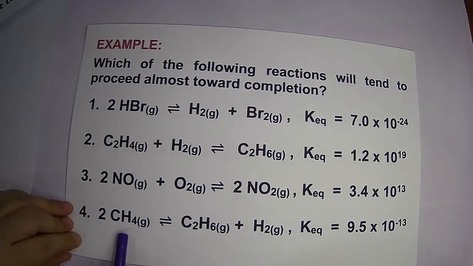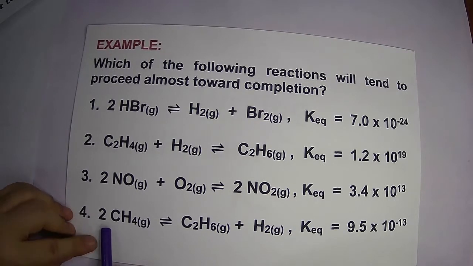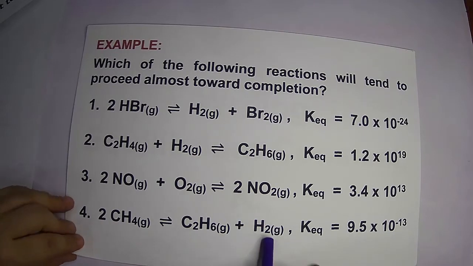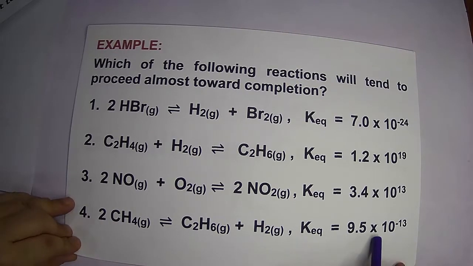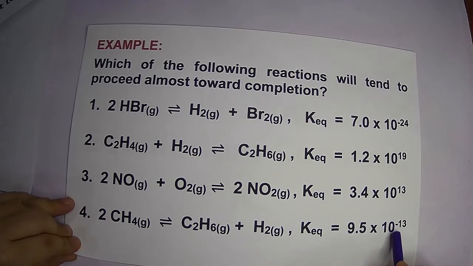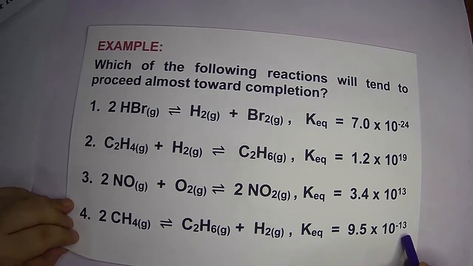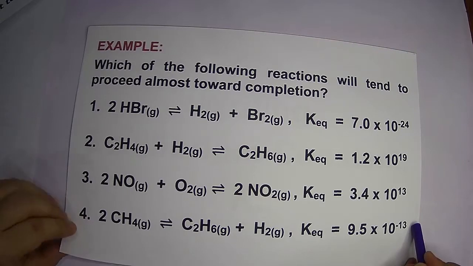For the fourth example, we have here 2 moles of methane giving you ethane and hydrogen gas. The Keq value is 9.5 times 10 to the negative 13. Again, this value is less than 1. Therefore, this reaction will not proceed towards completion.